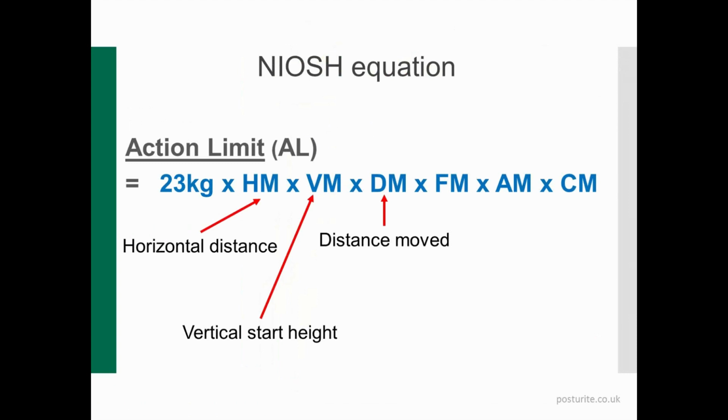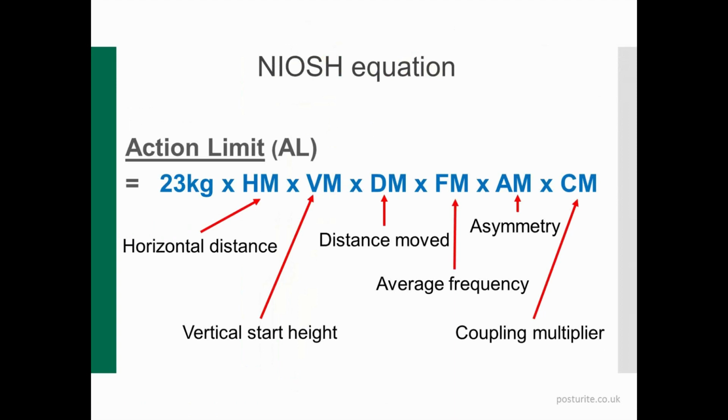to move that vertically. You need to know the frequency with which you're handling that load, the asymmetry of your posture, whether you're twisted, and the degree or the quality of the coupling, the grip that you have on that load, whether you've got handholds in the load or whether you're just holding it in your fingertips. Now, the NIOSH equation offers you a set of tables by which you put your measured data into the tables and you come out with a factor which you then multiply against the 23 kilograms, and that gives you the situation that you have for your activity.